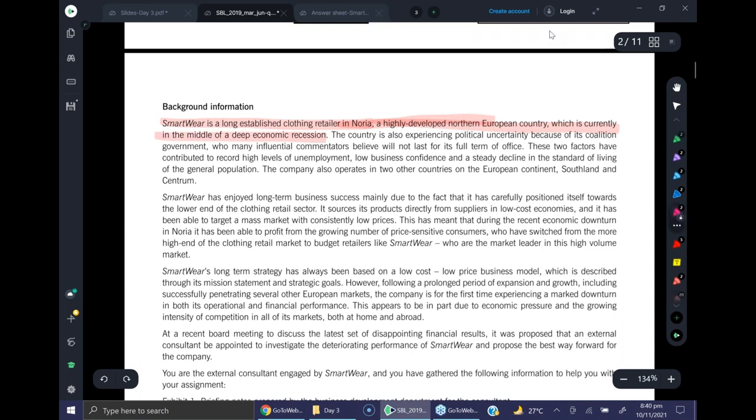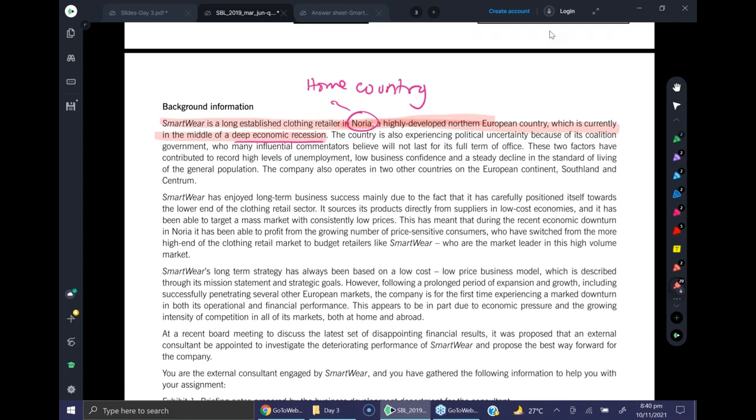So much information already: SmartWear is a company based in Noria, its home country, which is a developed European country. However, currently they are facing some economic problems, recession. The country is also experiencing political uncertainty because of its coalition government, which many influential commentators believe will not last for its full term of office. These two factors have contributed to record high levels of unemployment, low business confidence, and a steady decline in the standard of living of the general population. The company also operates in two other countries on the European continent, Southland and Centrum.